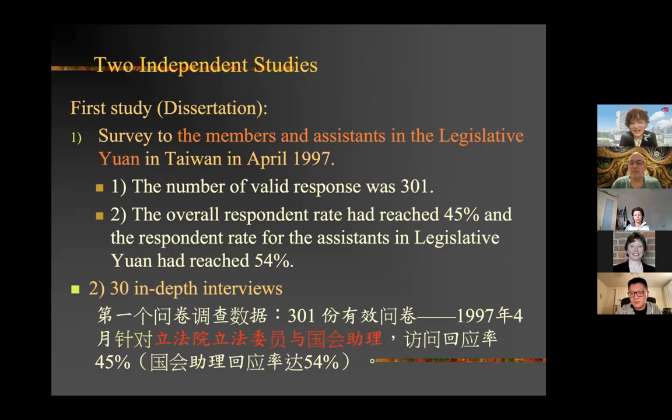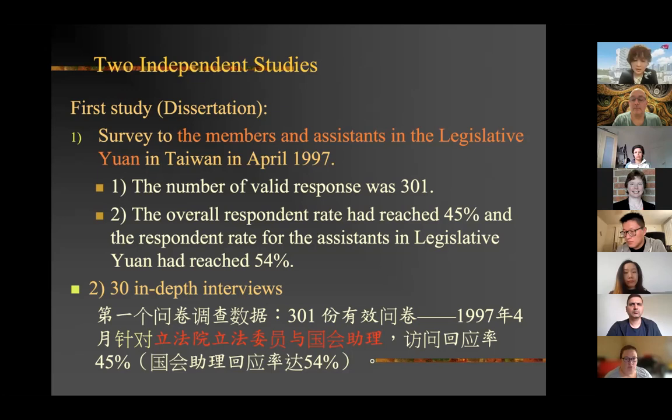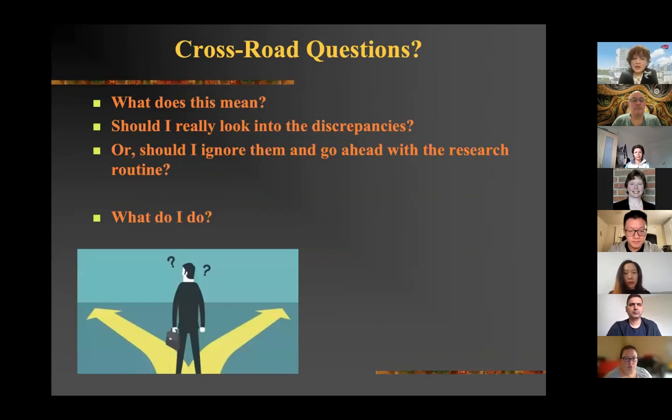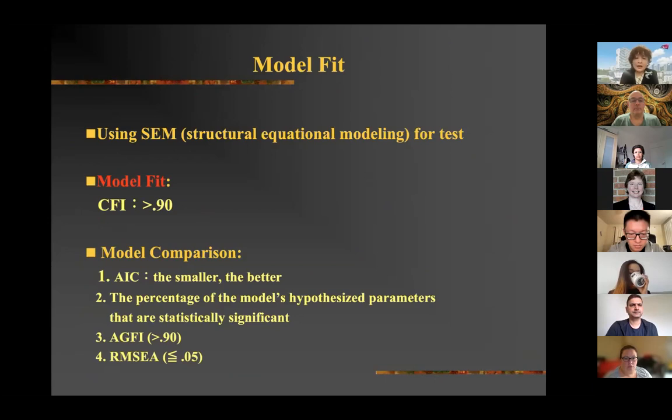It took me at least 4 months, day and night, chasing the important figures, the legislators and their assistants, begging them to fill out the questionnaire and receive my interviews. Anyway, I would go very quickly, because I then used structural equation modeling to analyze some of the data.